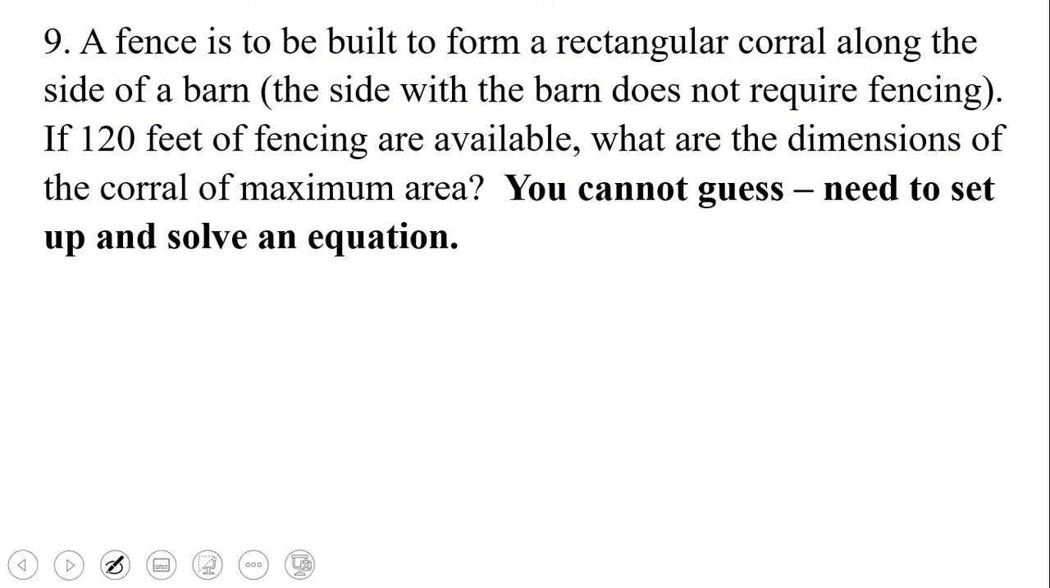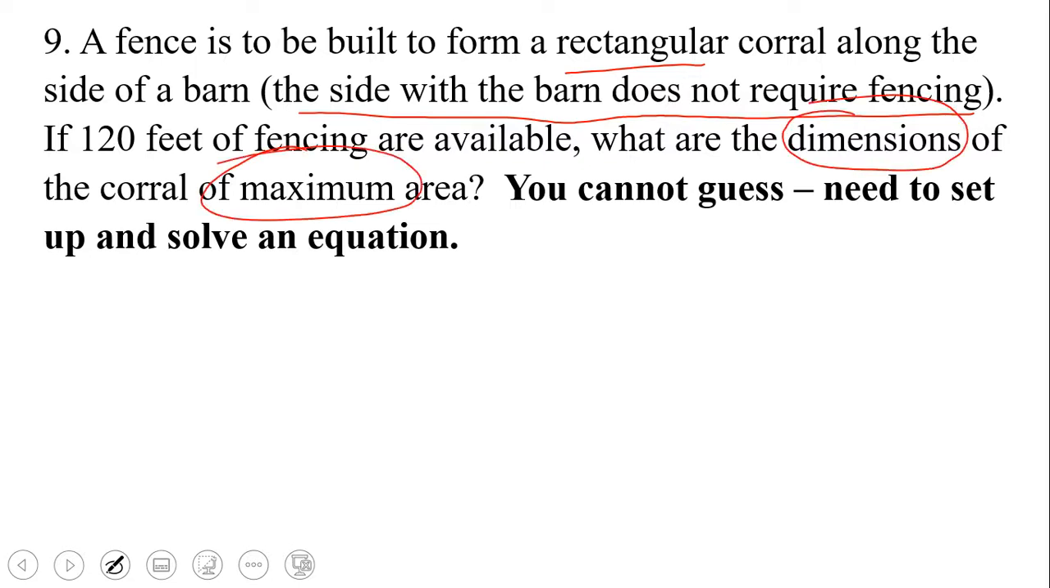Number 9, a fence is to be built to form a rectangular corral along the side of a barn. Make sure that you're reading here. The side of the barn does not need any fencing. If 120 feet of fencing are available, what are the dimensions of the corral of maximum area? So again, you're being asked for the dimensions and you're looking for a maximum area, which of course implies a vertex.